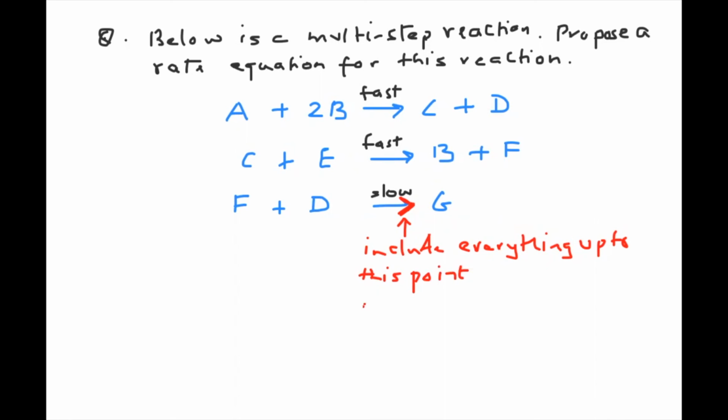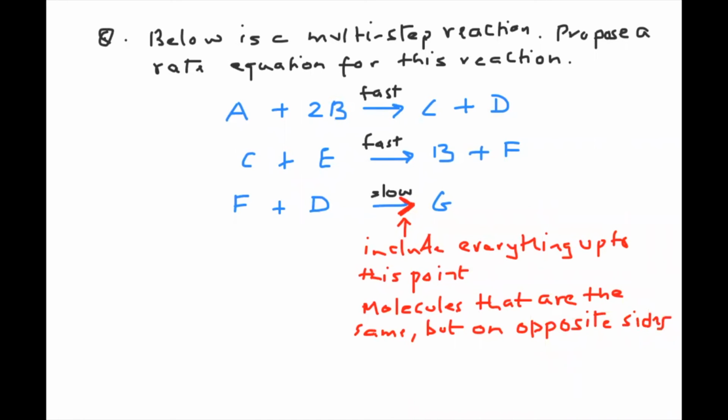So in our case, if you look at step 1 and step 2, you have C on the right in step 1 and C on the left in step 2, so that cancels out. You also have F on the right in step 1 and F on the left in step 2 before the arrowhead, so F cancels out. You can also cancel out D on the right in step 1 and on the left in step 3. Finally, you have 2B in step 1 and only 1B in step 2. So one of the B's cancels out.